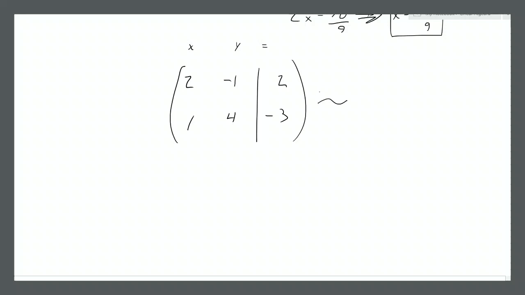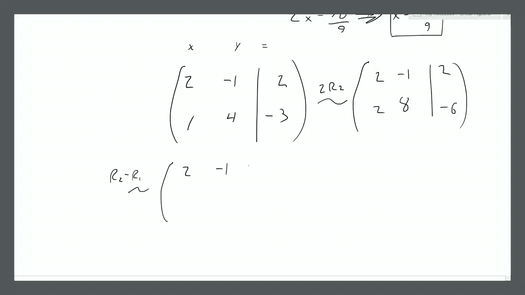So we're going to take our second row, which is like our second equation, and we're going to multiply it by 2. 2 times row 2. Okay? And what do we get? Well, the top is the same, and the bottom becomes 2, 8, negative 6. Okay? Very straightforward. So the next thing we're going to do is take our row 2 and subtract row 1. Row 1 stays the same, and then we subtract row 1 from row 2. So 2 minus 2 is 0, 8 minus negative 1 is 9, and negative 6 minus 2 is negative 8.